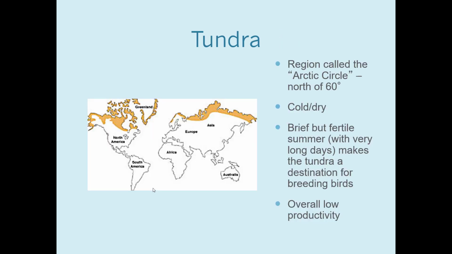Okay, the tundra is found in what's called the Arctic Circle, which is the area north of 60 degrees. This is beyond the boreal forest. It is cold, it is dry. It has a very brief but fertile summer with really long days that make the tundra a destination for breeding birds because, not that you need to know this, baby birds grow as fast as you can feed them. If you can take them to an area with almost continual sunlight and almost continual access to things like bugs, you can get them out of the nest super quick. But overall, although they have this brief but fertile summer, make a note that it's low productivity. And when we're talking about productivity, we mean plant productivity.